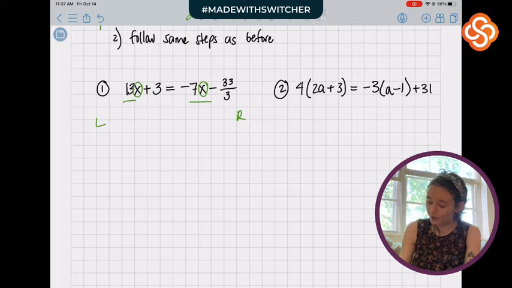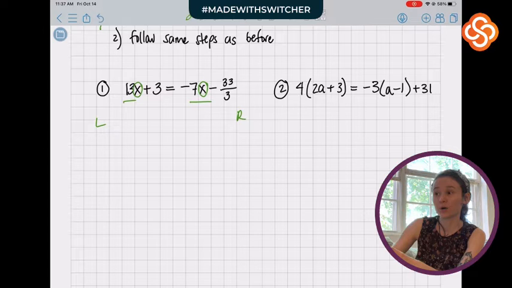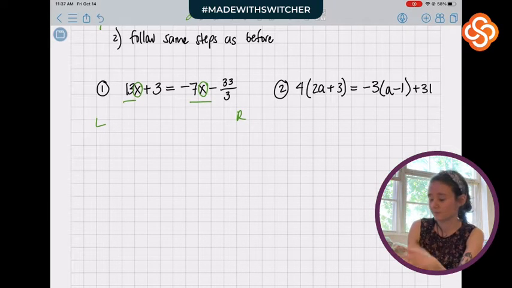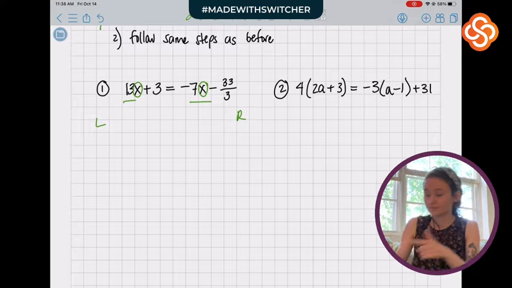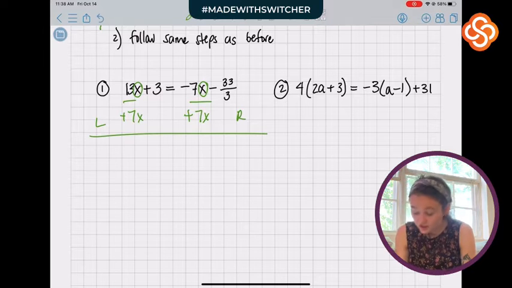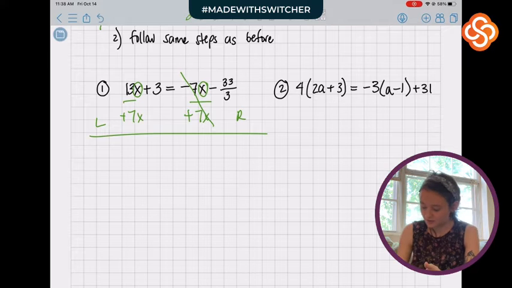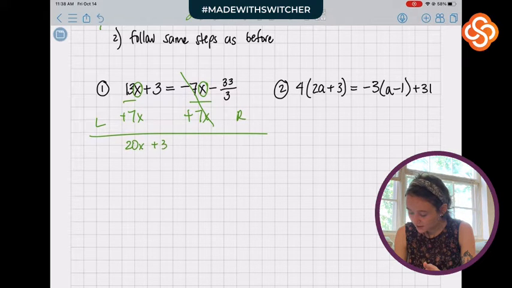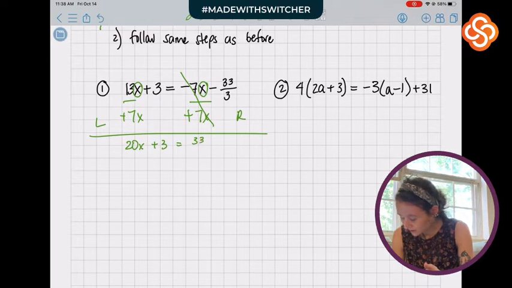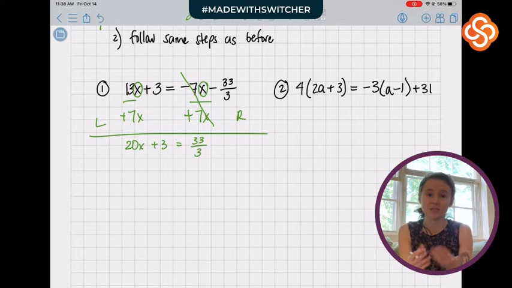So I'm going to put it on the left, which means I'm going to delete it from the right. So how do I delete or do the opposite operation of a minus 7x? Opposite of minus, plus 7x on both sides. Now, this is actually combining like terms. What is 13x plus 7x? 20x. Now, the rest, please, please, please copy it, because if you don't, you're going to make a mistake. You just have to do algebra like this, in my opinion.